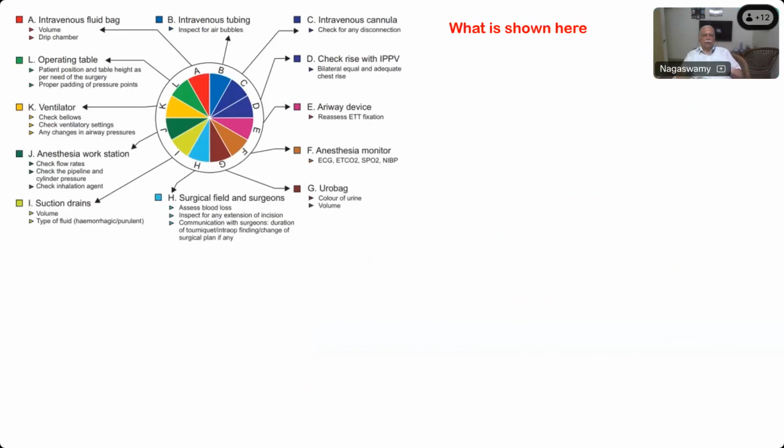What is shown here? You read carefully. It starts from so many things: intravenous bag, volume, drip chamber, operating table, intraoperative monitoring. Complete closed loop monitoring. This is called closed loop monitoring, where you monitor everything of the patient, including the surgical field and surgeons, urobag, anesthesia monitor, airway devices. So this is called the closed loop monitoring.